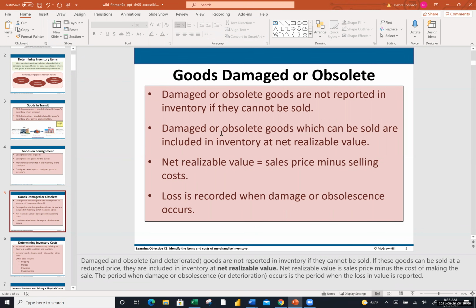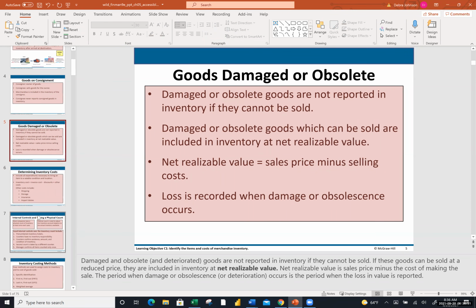Obsolete goods, I think we touched upon this. The iPhone 13s are coming out in the next few days. So that makes some of the older iPhones not as saleable, and you may have to write those down to something called the NRV, or the net realizable value. So I'm going to put that slide aside for the next class. We'll be doing some exercise related to that. Today we're focusing on counting and costing. We'll worry about the damaged stuff next time.